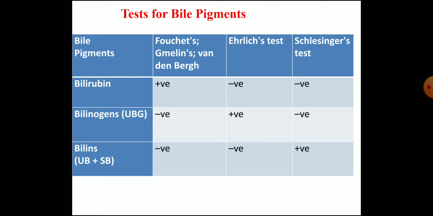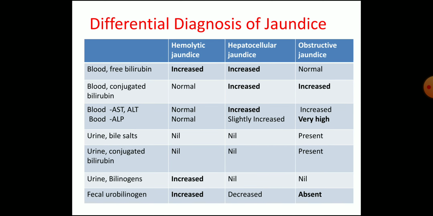So just to know what the tests are, how you will do them, and how you can differentiate various types of bile pigments in the urine. Then another question was the differential diagnosis of jaundice by using various laboratory findings of urine and blood. For that it is better to draw a table like this and then explain. So there are three types of jaundice: hemolytic, hepatocellular, and obstructive. And you can write first the blood findings, then the urinary findings, and fecal findings, like that.